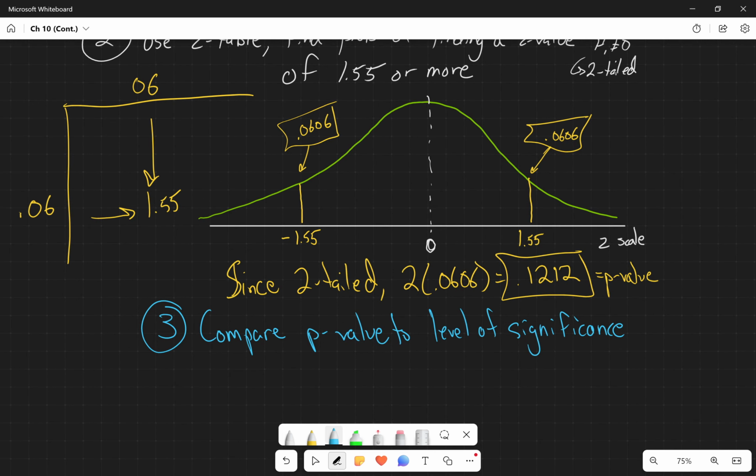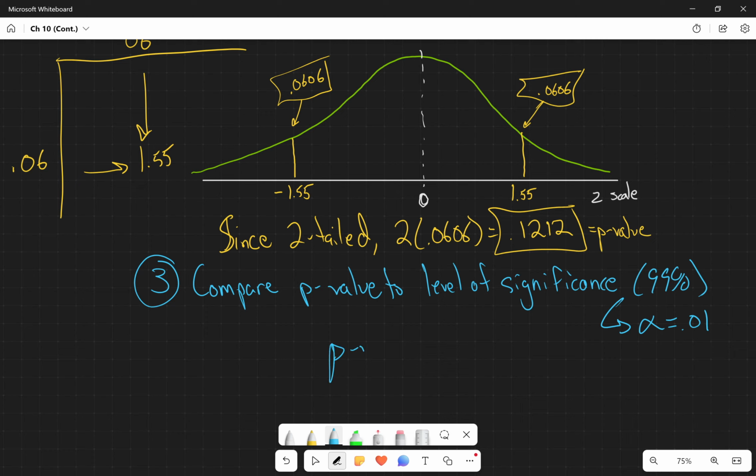And so we were told that the level of significance is 99%. So 99% is going to correlate with an alpha of 0.01. And so since we have a p-value that is greater than the alpha, right, 0.1212 is greater than 0.01, we are going to fail to reject H naught.